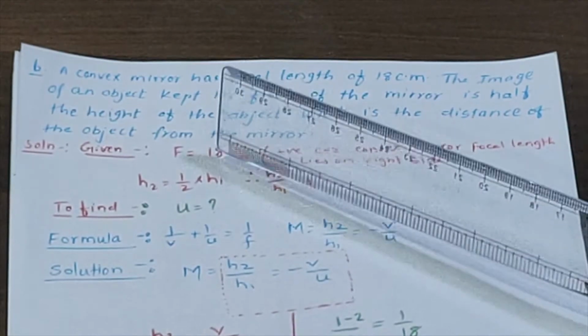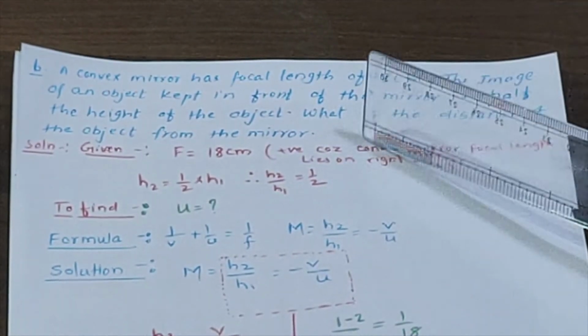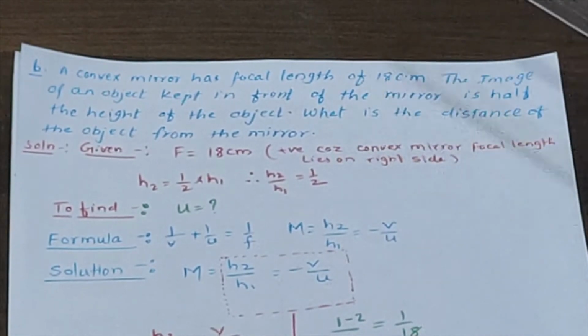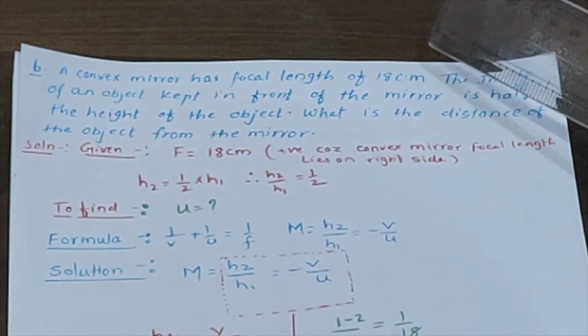Now if you look at this, I have put positive sign here. It means it's a convex mirror, and the convex mirror focal length lies on the right hand side, that's behind the mirror. So it is positive. So I have put positive sign here. So the first line is clear.